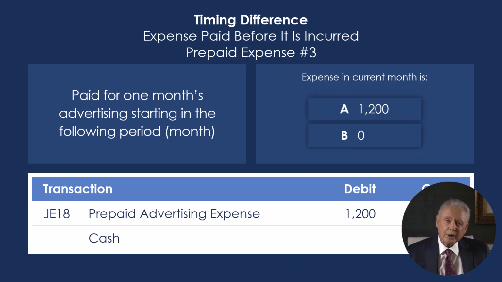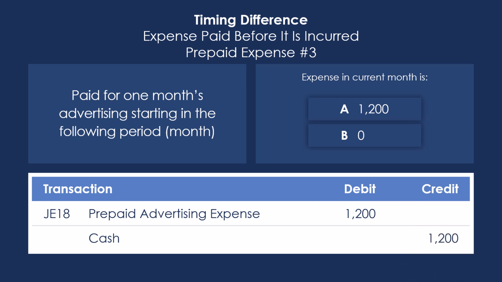Advertising is paid in a prior period. Expense in the current month is 0. Expense paid but not incurred. Prepaid advertising is an asset. Debit prepaid advertising $1,200. Credit cash $1,200. In the active month, advertising expense is debited for $1,200 and prepaid advertising is credited. Cash outflow in prior period, expense recognized in the period of use.